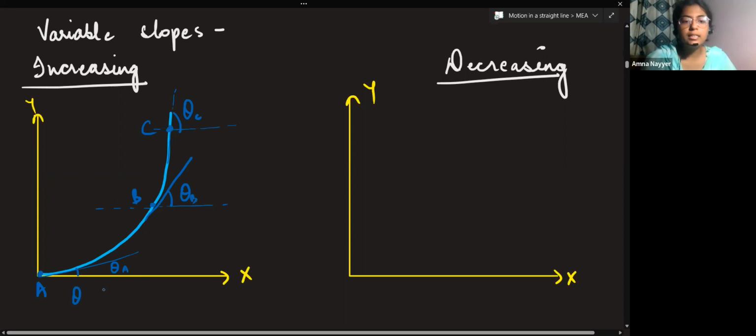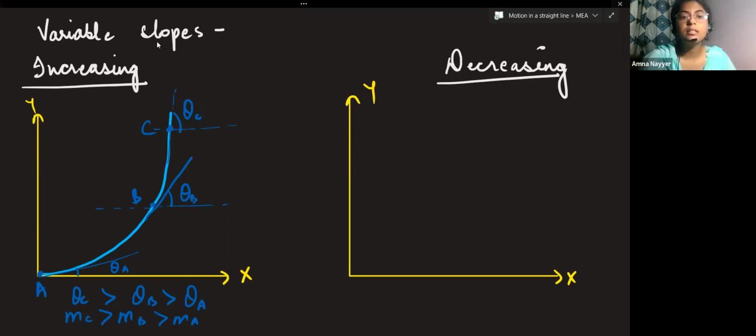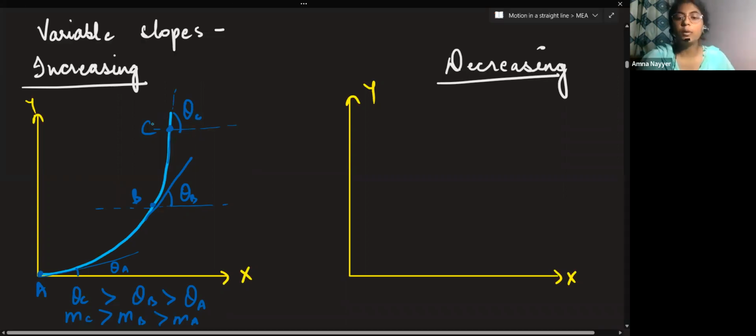It means theta C is greater than theta B, which is greater than theta A. So therefore the slopes also will be the same. MC will be greater than MB, which will be greater than MA. This is the case of an increasing slope. Now when we talk about a decreasing slope, it will look somewhat like this.